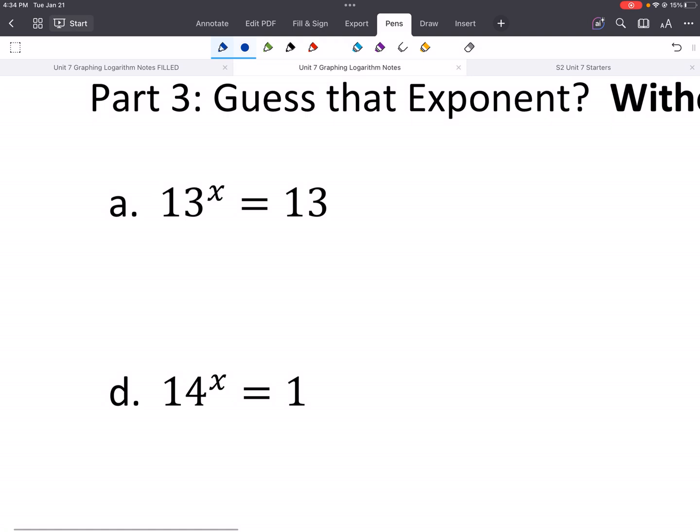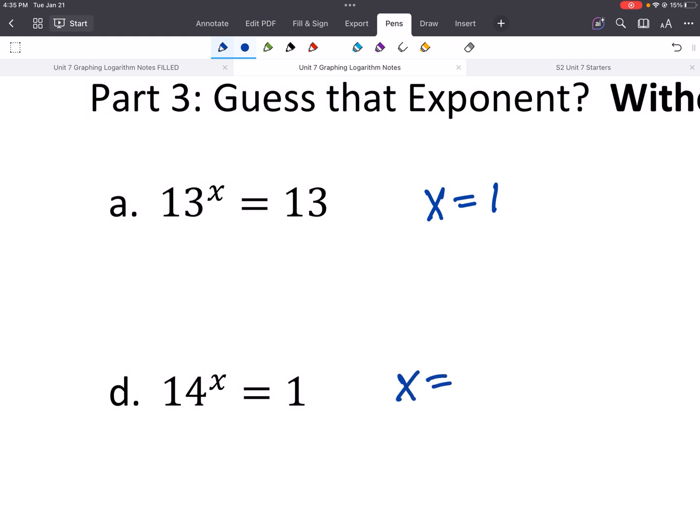Here's a couple examples first off. This is just saying, what would have to be the exponent? 13 to what power equals 13? So here, x would just have to be 1. 14 to what power is 1? Again, that would have to be, oops, I'm going to mess that up.